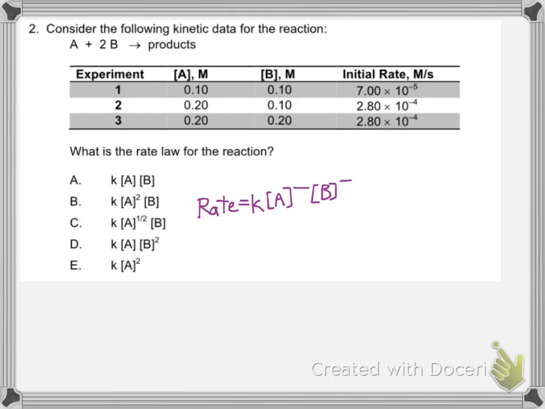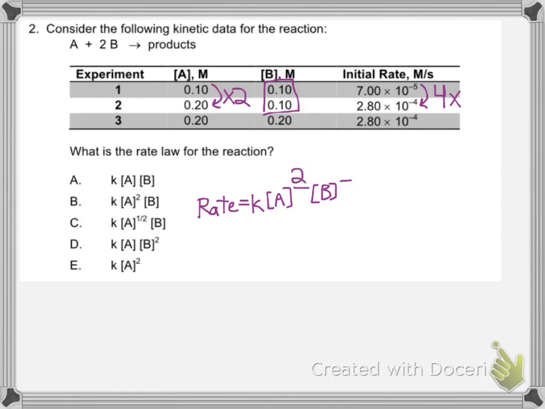So between experiments 1 and 2, we can see that we're holding B constant, but we're doubling the concentration of A. And when we double the concentration of A, we can see that the rate ends up going 4 times as fast. Wow, that's exponentially faster. So what that means is, since we're doubling the concentration of A, and the rate's going 4 times as fast, that means that this must be a second order reactant here. So I'm going to plug in the 2 here.